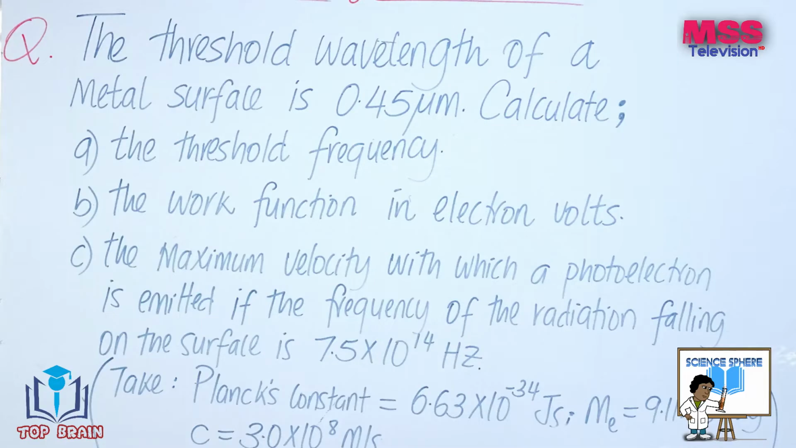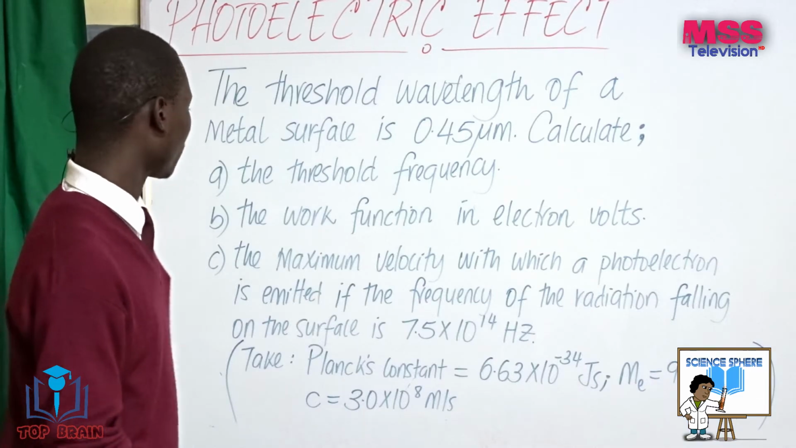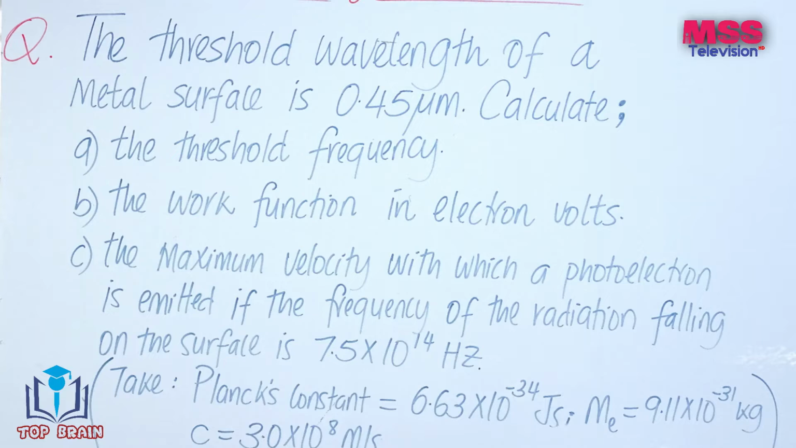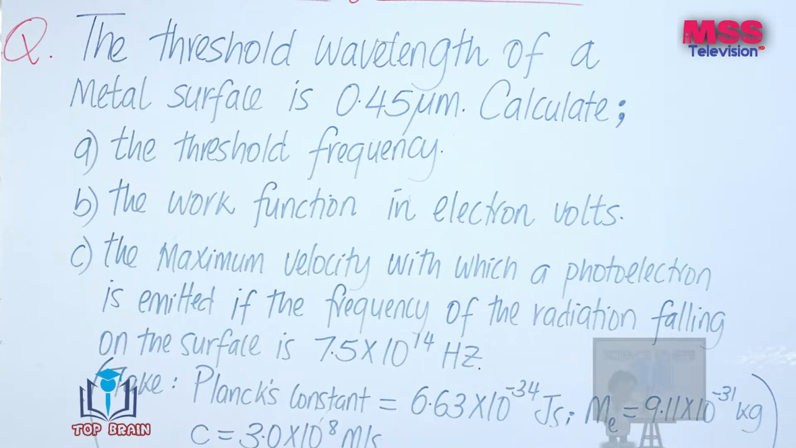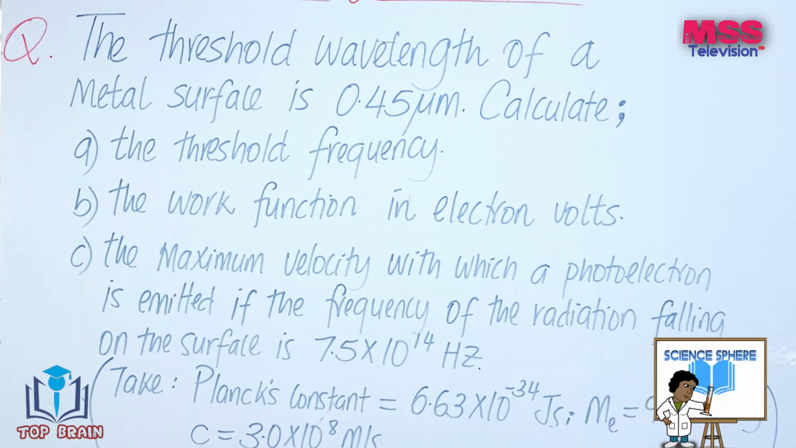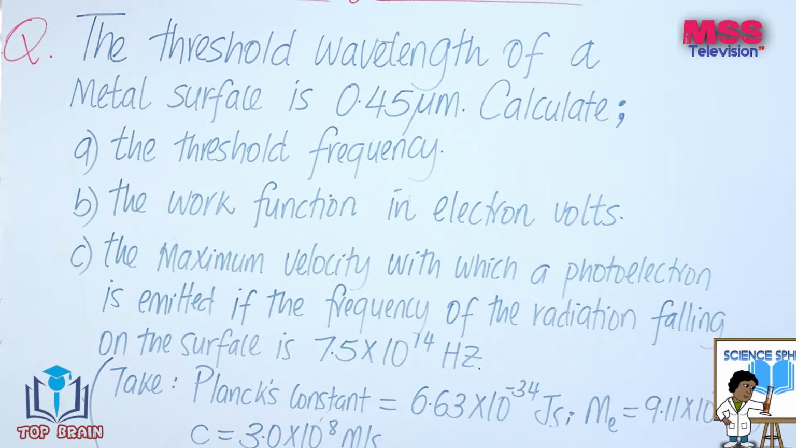The threshold wavelength of a metal surface is 0.45 micrometer. Calculate A. The threshold frequency. B. The work function in electron volts. C. The maximum velocity with which a photoelectron is emitted if the frequency of the radiation falling on the surface is 7.5 times 10 raised to 14 Hz.